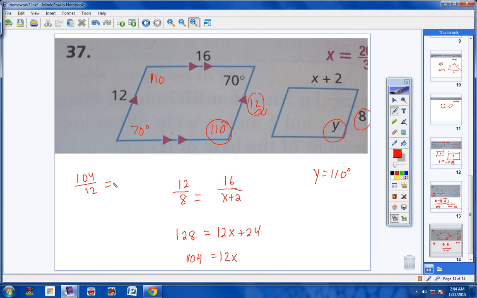Let's reduce that. 2 goes into both of those. 52 over 6 will reduce again. 26 over 3 equals x. Okay, 26 over 3.